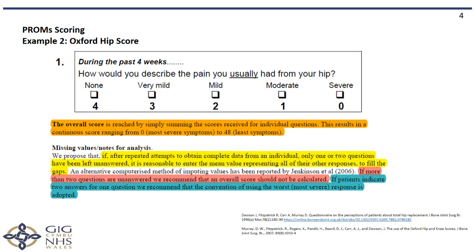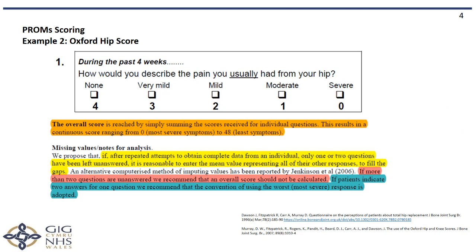So the next example is the Oxford Hip Score. And this is a hip-specific PROM, which has 12 questions, and each question has 5 different answer options. And the first question is there on the slide. The scoring manual, this again comes as a PDF document, and in the document it tells us that the overall score can be reached by simply summing the scores received for individual questions.